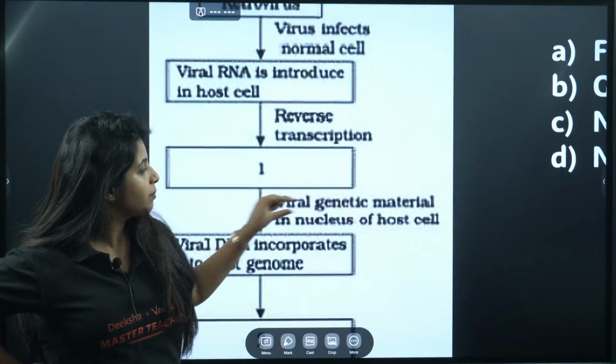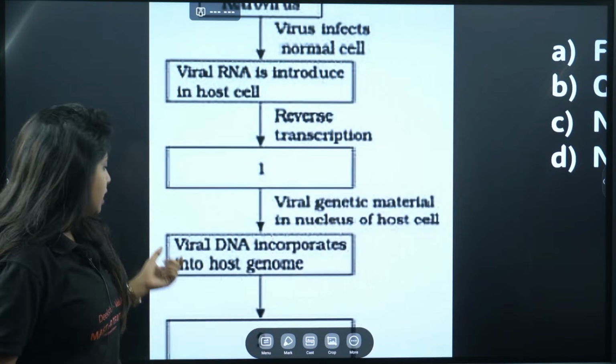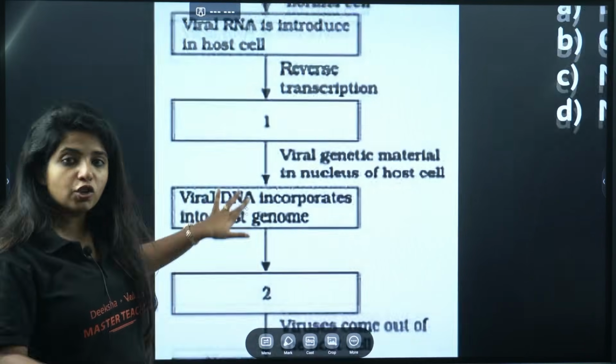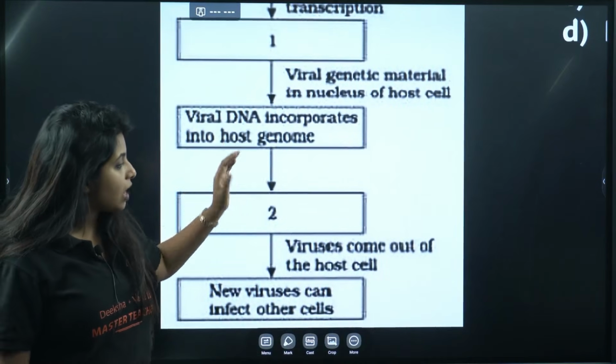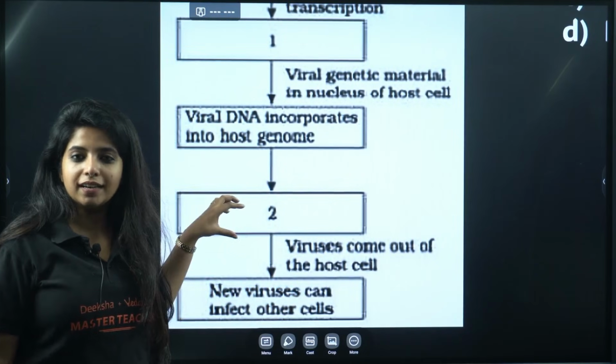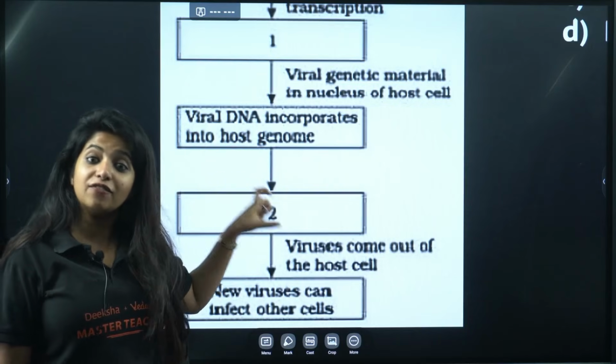Now the viral genetic material is in the nucleus of the host cell. The viral DNA got into the nucleus of the host cell. Then the viral DNA incorporates into the host genome. It gets inside our genome as well. Now what happens? Because after that, the virus comes out of the host cell. So after this, it will produce its own RNA, its own proteins, everything.